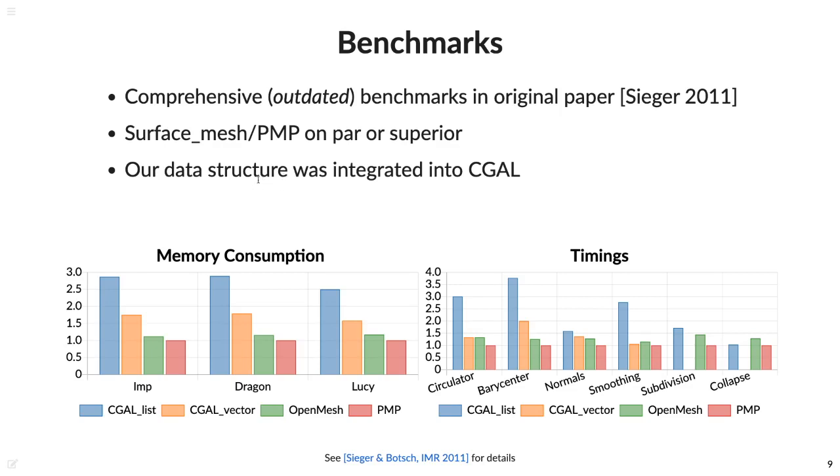And in the end, this is also quite cool, Surface Mesh was then integrated as an alternative mesh data structure to the polyhedron into CGAL. So if you like PMP and Surface Mesh, but you want to have more templates, then have a look at this. And then you can also apply all the cool CGAL algorithms to this data structure.